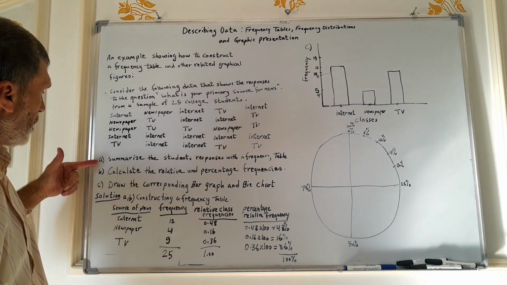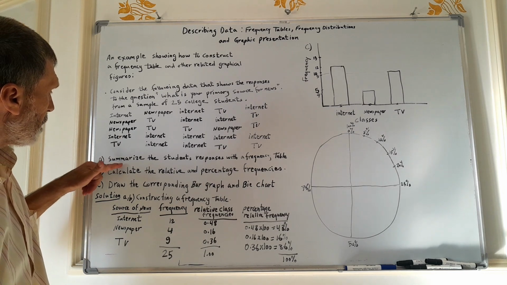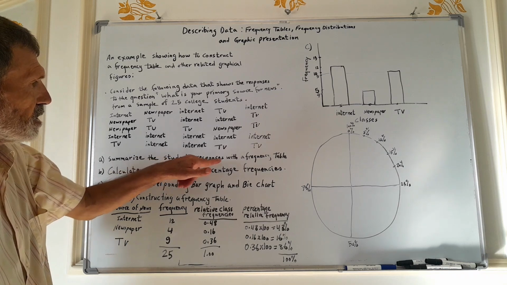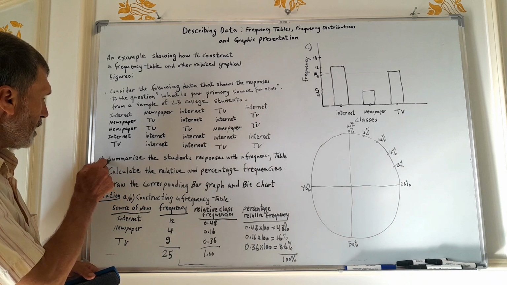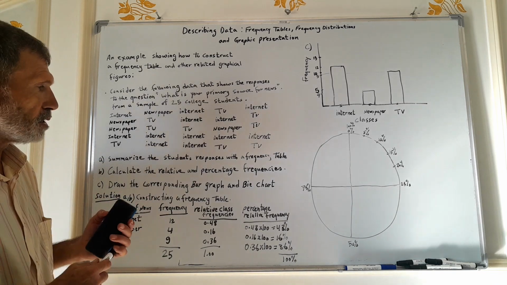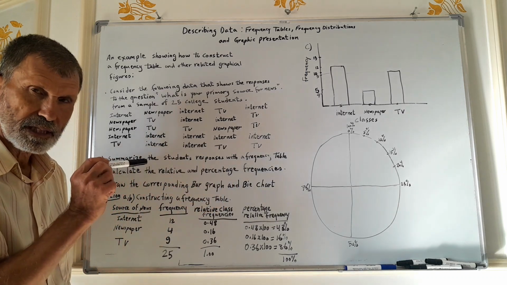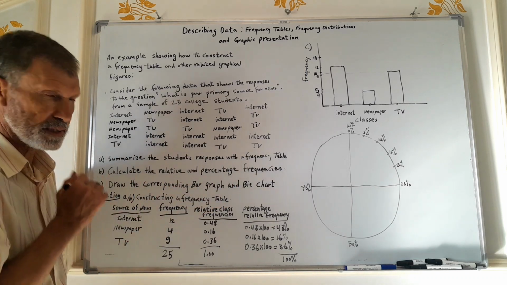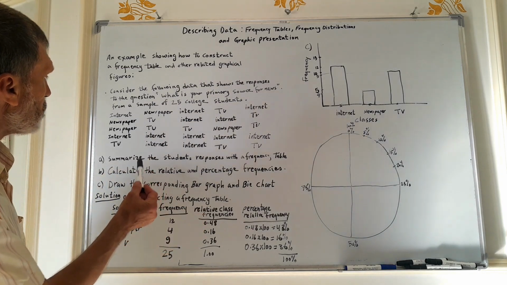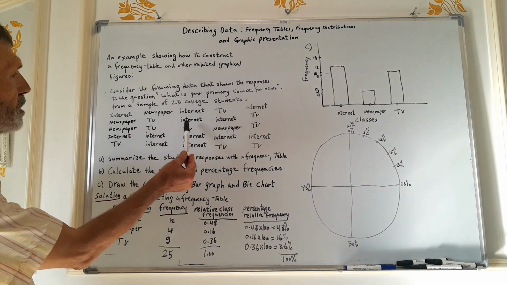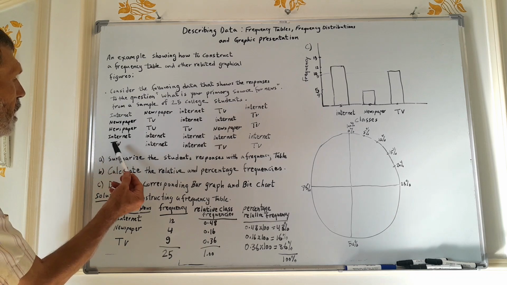Now we have three questions based on this problem. Summarize the students' responses with the frequency table. I can say A and B are related to each other, so we're going to calculate the relative and percentage frequencies in the same table. So this is constructing a frequency table. First, the source of news. As you can see, we have the three sources of news over here: internet, newspaper, and TV.